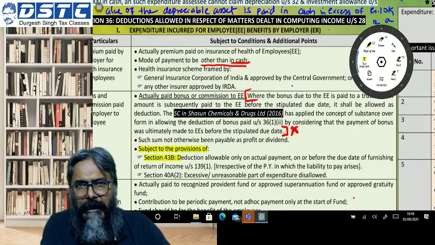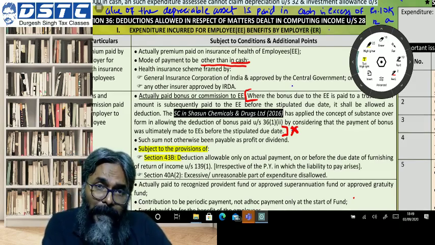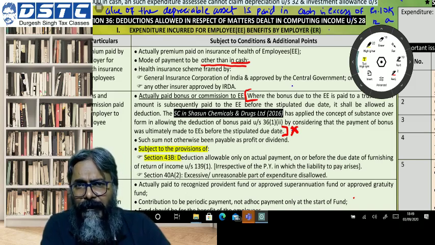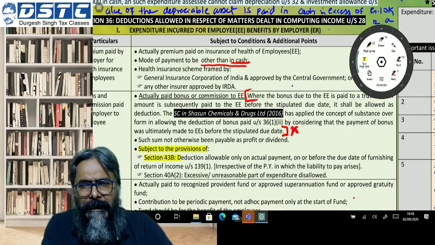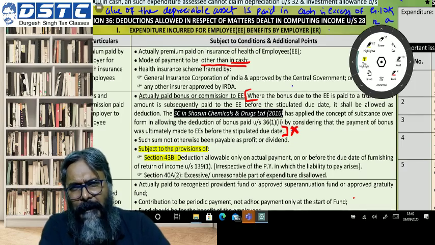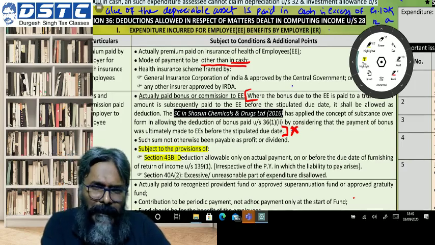So therefore, just be very careful about the same, whenever 43B reference would be given. However, in the very first year, students, you have the grace period also. That is, you can make the payment of the specified item up to the due date of filing of the return of income.